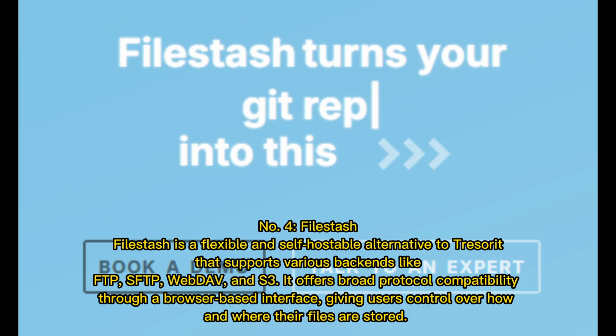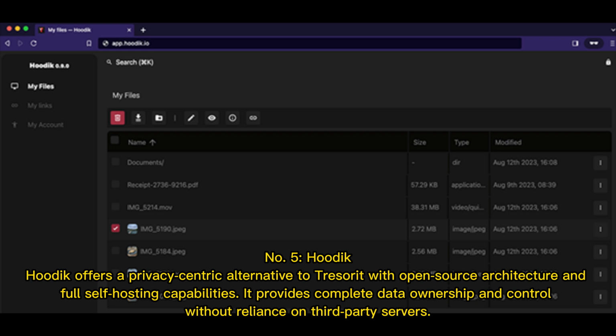Number 4. Filestash. Filestash is a flexible and self-hostable alternative to Tresorit that supports various backends like FTP, SFTP, WebDAV, and S3. It offers broad protocol compatibility through a browser-based interface, giving users control over how and where their files are stored.